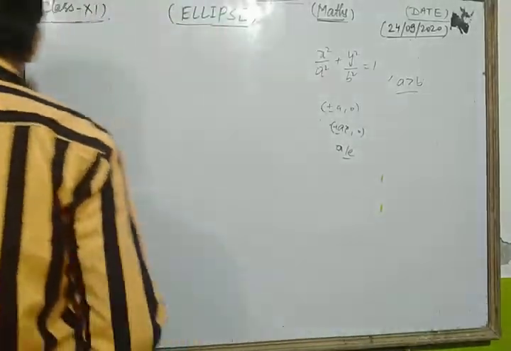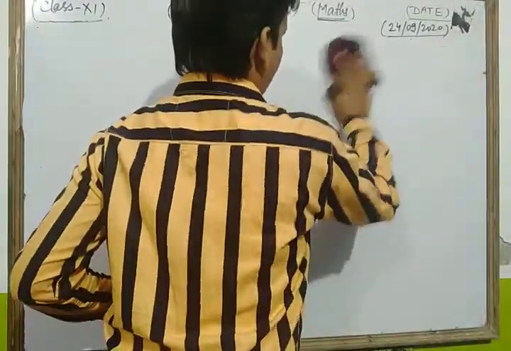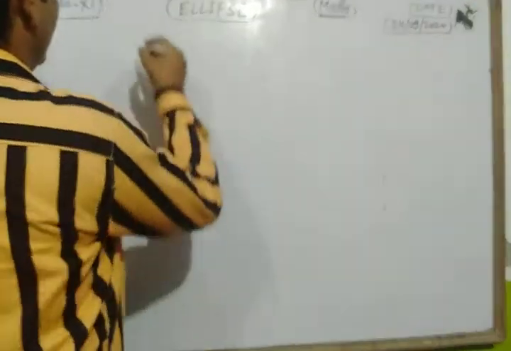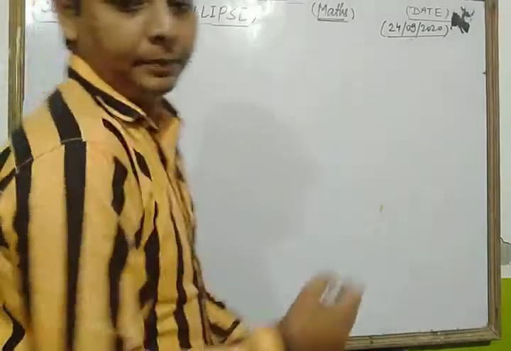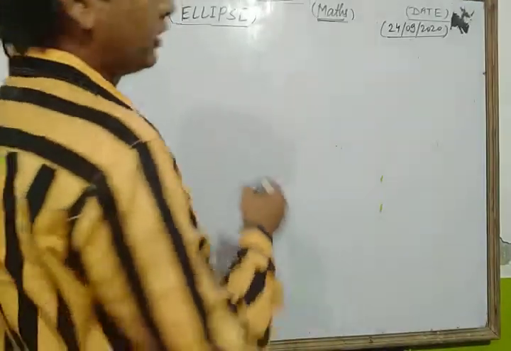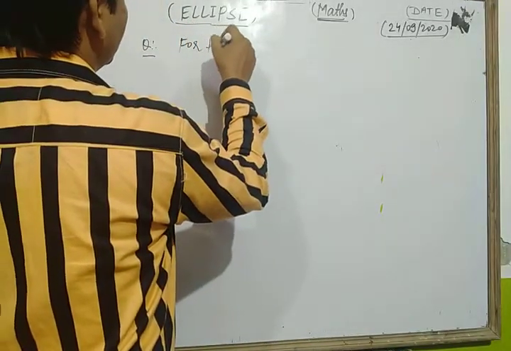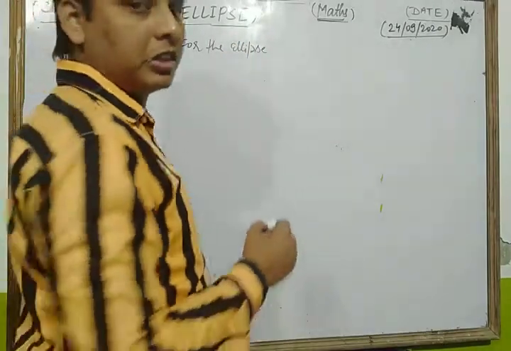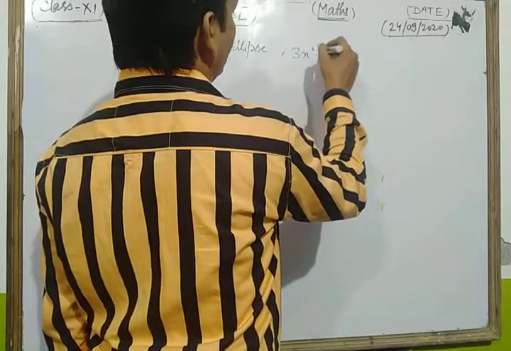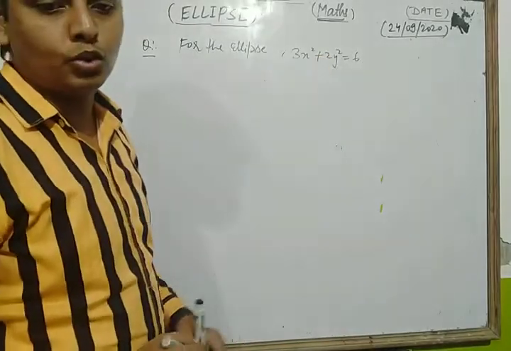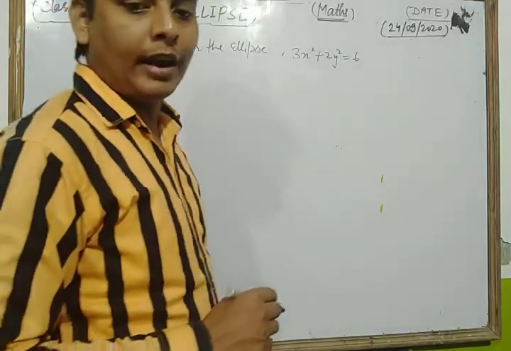Okay, let's see. We discuss all types of questions based on the ellipse. Take a question. Find the length of measure for the ellipse. Your question is: for the ellipse 3x square plus 2y square is equal to 6. Okay, for the ellipse 3x square plus 2y square is equal to 6, find the length of measure.